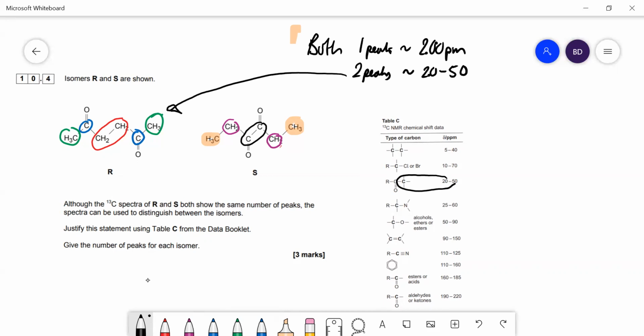Now, is S going to have... S won't have 2 peaks in that region, because look, the purple peak here is the one next to a carbonyl, so that will be in the range 20 to 50, but you'll only have 1 peak, whereas the highlighter peak, the one I've done in highlighter there, that's going to be lower. That's going to be in the range 5 to 40, and you're not going to see that range 5 to 40 peak in the spectrum for R. So that's how you're going to distinguish them. S is going to have this lower peak, and R won't have it.